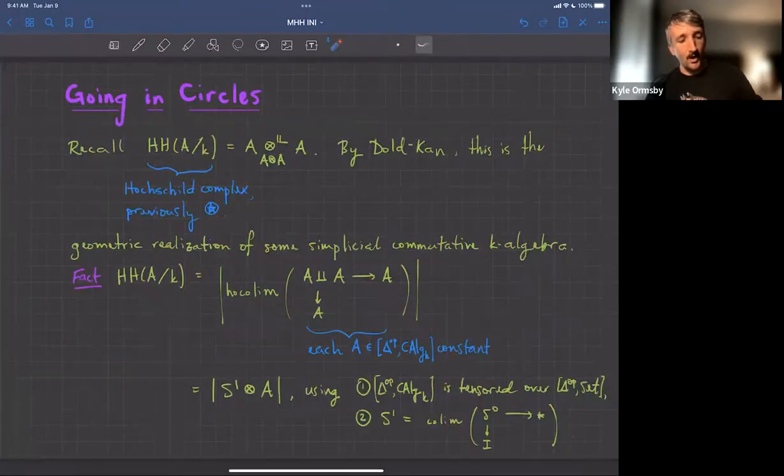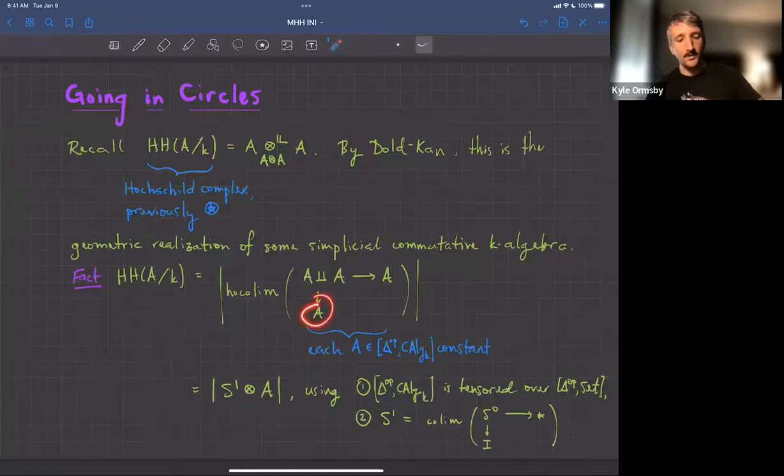We've got this Hochschild complex, which I'll start denoting HH of A over K. And this is the derived tensor power of A with itself over A tensor A. We might remember that these complexes, by Dold-Kan, are the geometric realization of some simplicial commutative K algebra. So here is some notation for simplicial commutative K algebras. This is a presheaf category on the simplex category going into commutative K algebras.